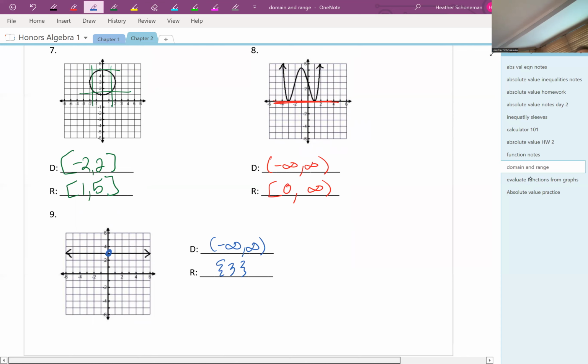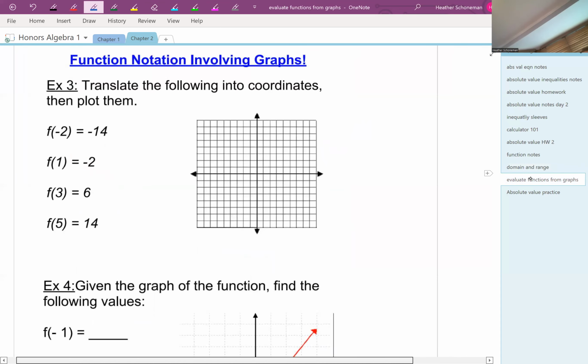Okay, the last thing we did is evaluate functions. And I put this on here not because it's evaluating, but make sure you understand it. This right here is function notation. We read this as f of -2, and it equals -14. Whatever is in here is our x, and this is our y value. So we know our ordered pair is -2, -14. So I'm going to go to -2, and then 14 is way off my graph.